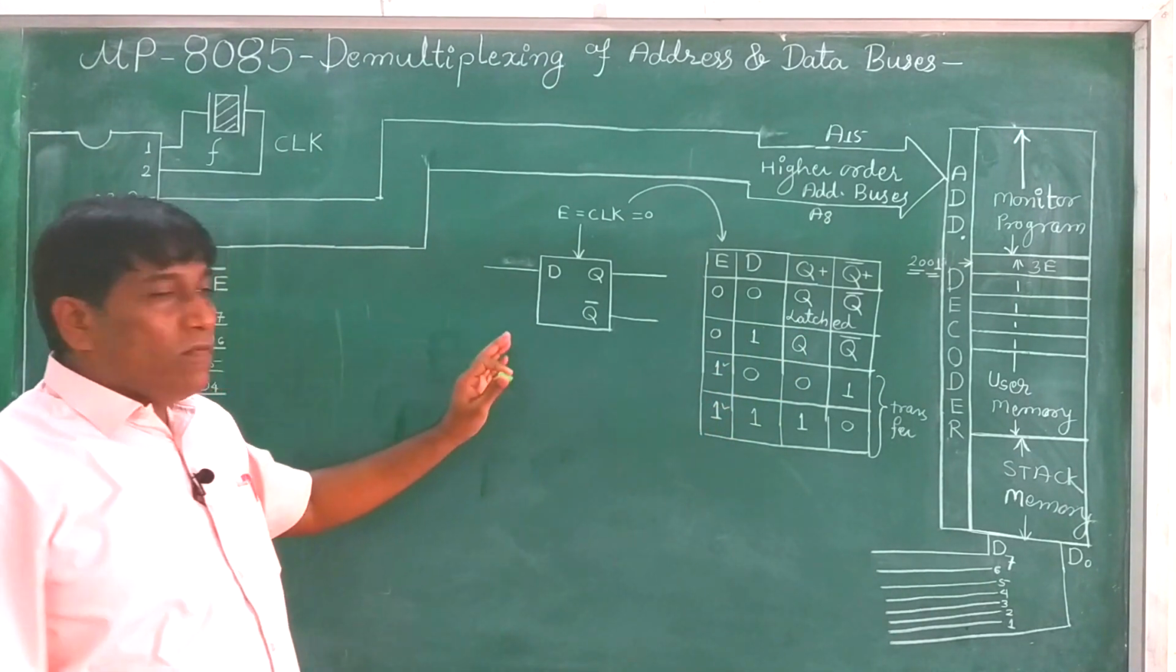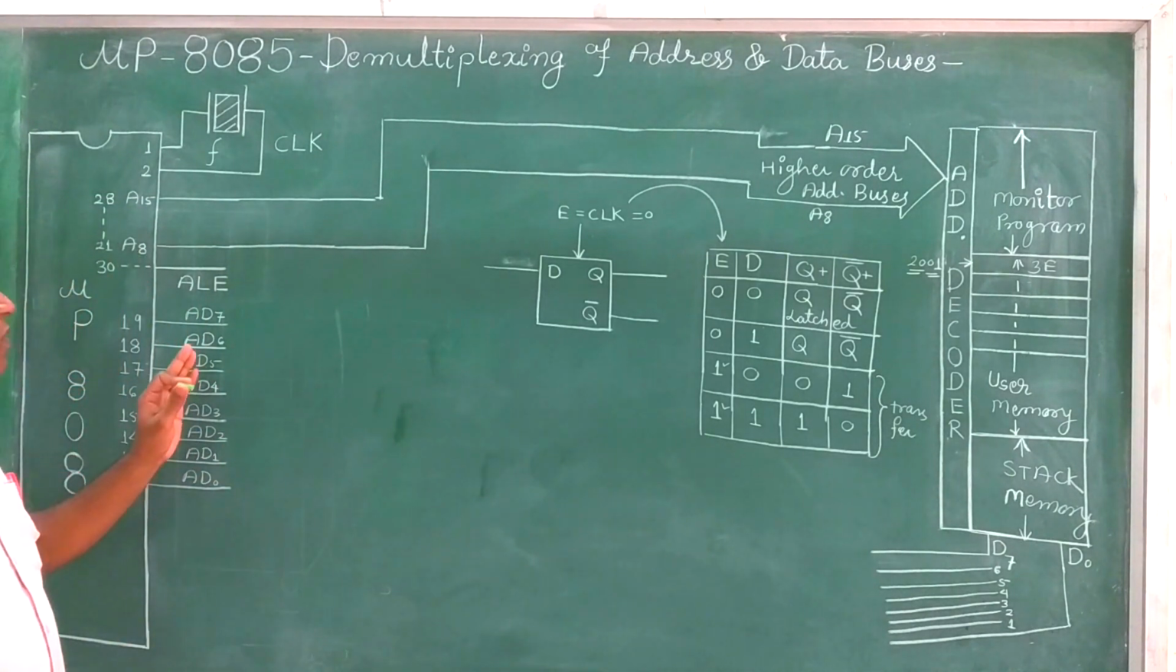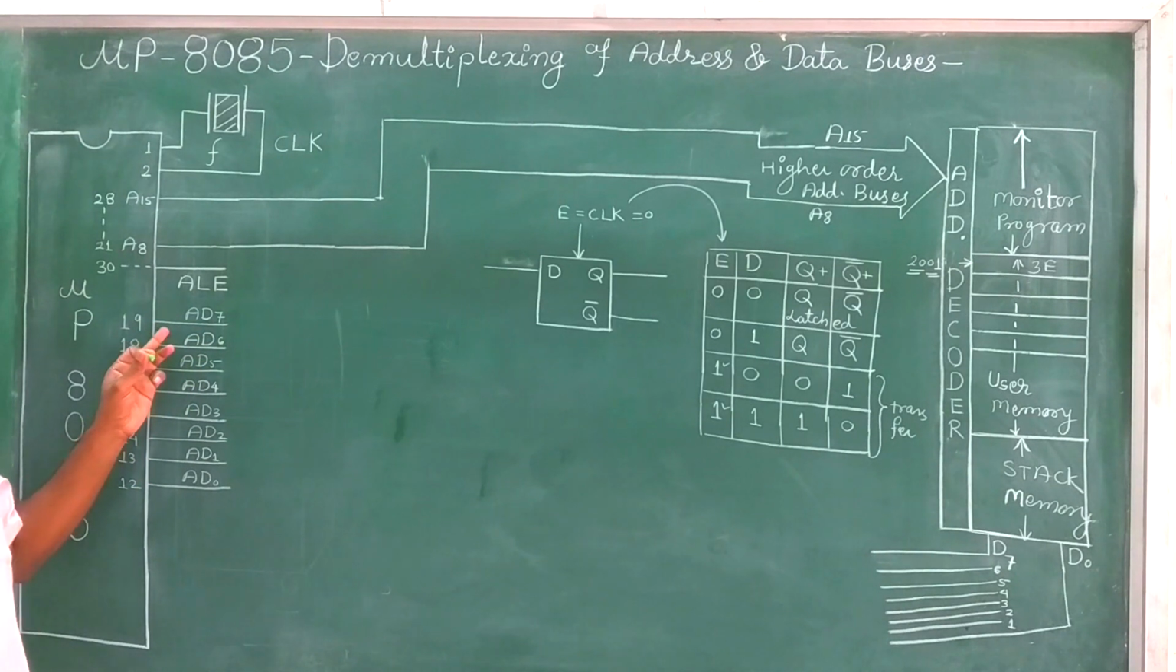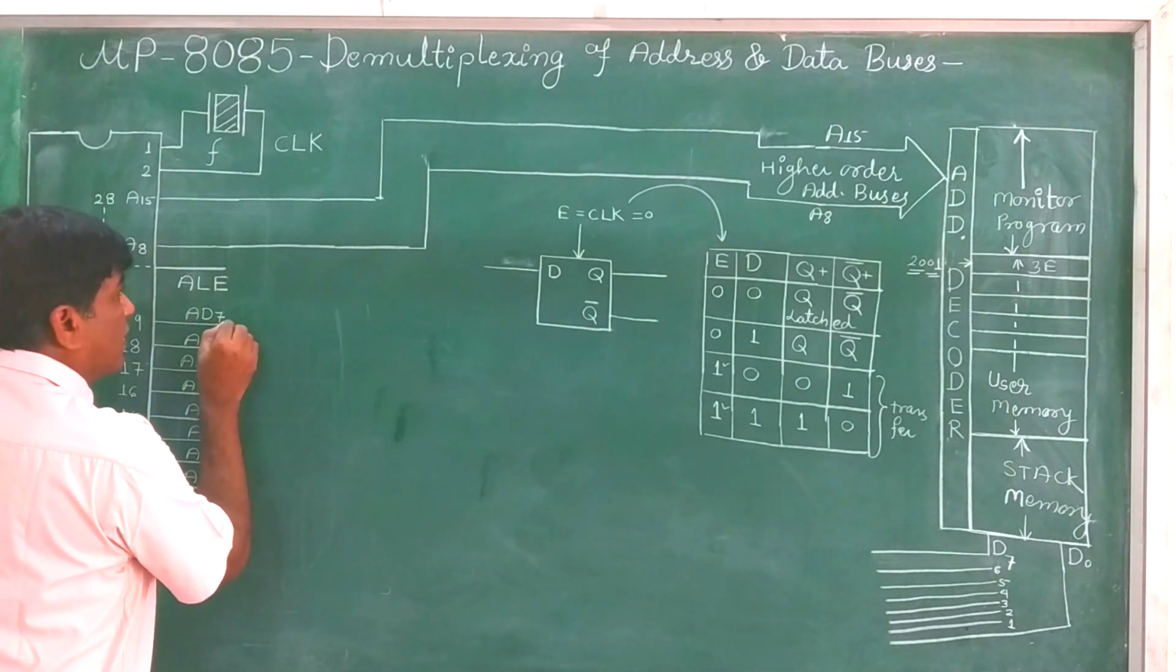Now we are coming back to our lower order addresses. We have lower order address buses from pin number 12 to 19. Total 8 buses are there, which are AD0 to AD7. Now these 8 buses are to be demultiplexed.